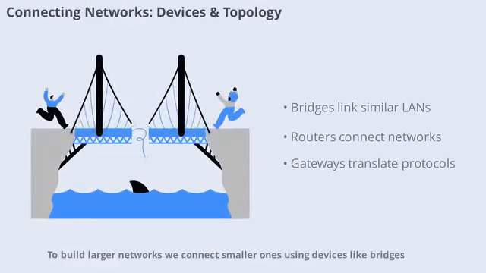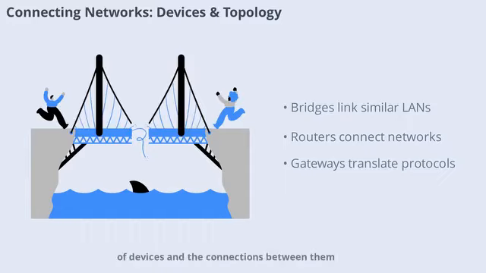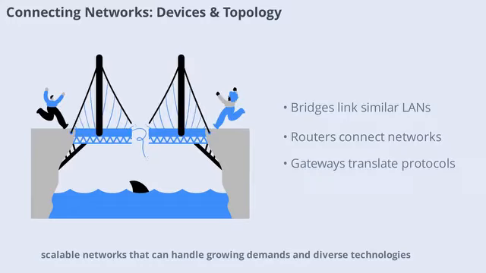To build larger networks, we connect smaller ones using devices like bridges, routers, gateways, and more. Bridges link similar networks, routers connect different types, and gateways translate between systems. The overall layout, or topology, of a network includes the physical arrangement of devices and the connections between them. Understanding these elements helps in designing efficient, scalable networks that can handle growing demands and diverse technology.